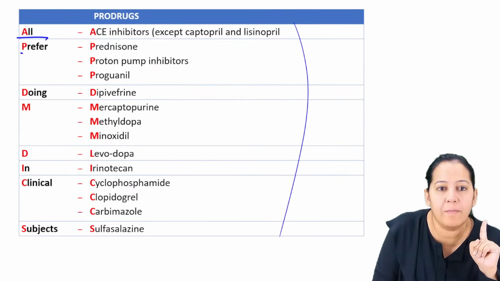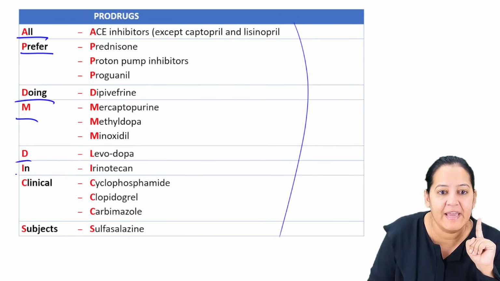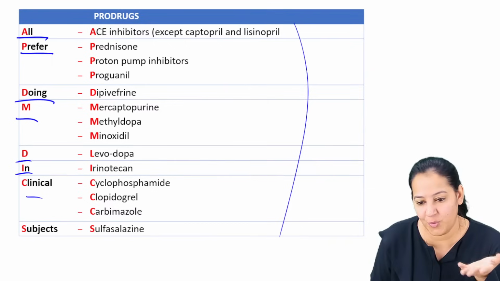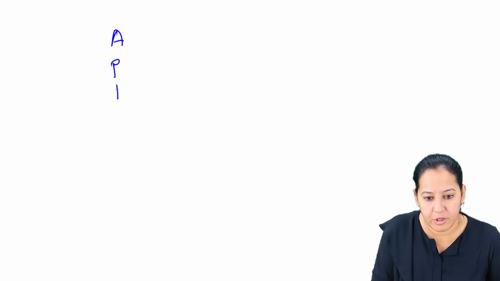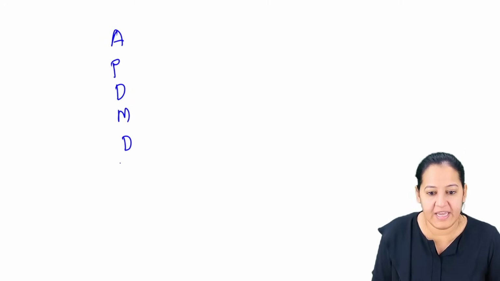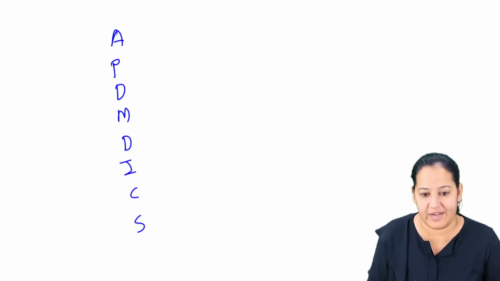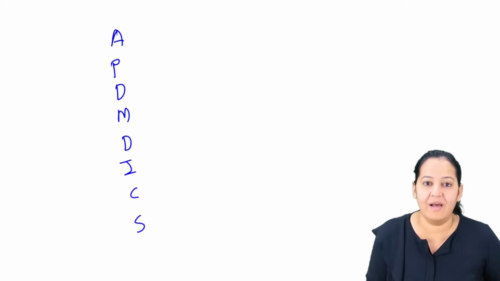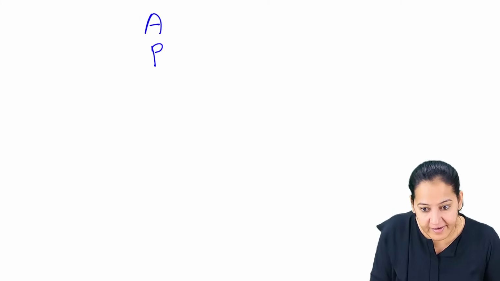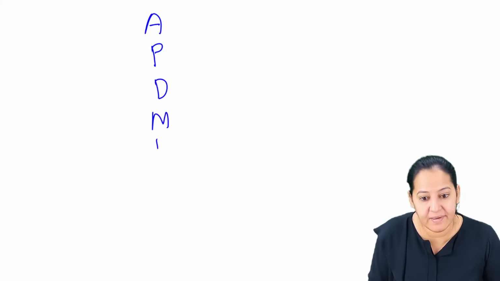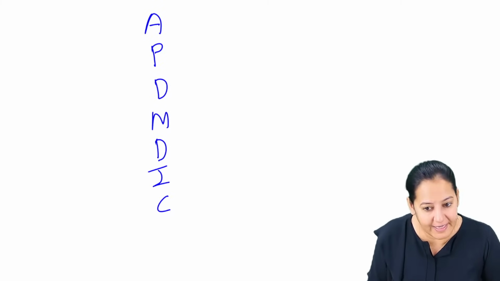The mnemonic is: All prefer doing MD in clinical subjects. You also want to do MD in some of the clinical subjects. It's a mnemonic. So you have to learn the initials. So one or multiple drugs from one letter. I will say again: All prefer doing MD in a clinical subject.